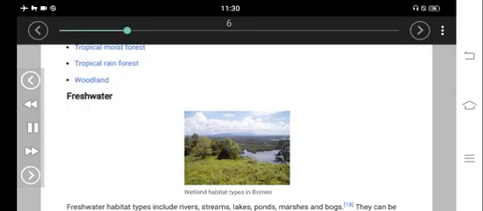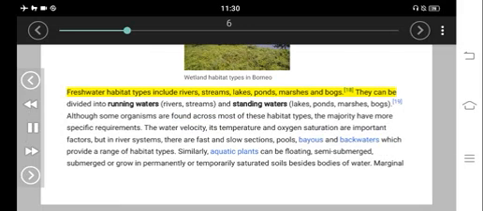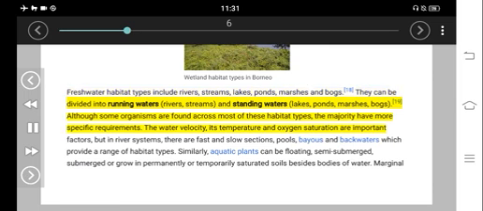Freshwater. Wetland habitat types in Borneo. Freshwater habitat types include rivers, streams, lakes, ponds, marshes and bogs. They can be divided into running waters, rivers, streams, and standing waters, lakes, ponds, marshes, bogs. Although some organisms are found across most of these habitat types, the majority have more specific requirements. The water velocity, its temperature and oxygen saturation are important factors, but in river systems, there are fast and slow sections, pools, bayous and backwaters which provide a range of habitat types.